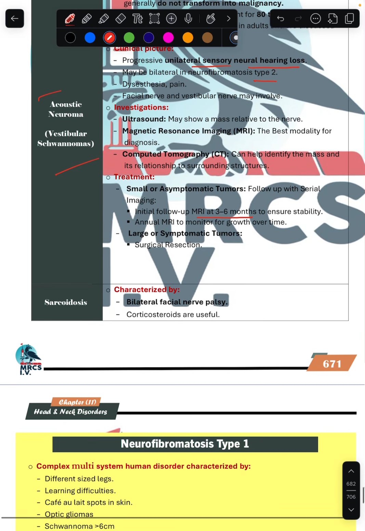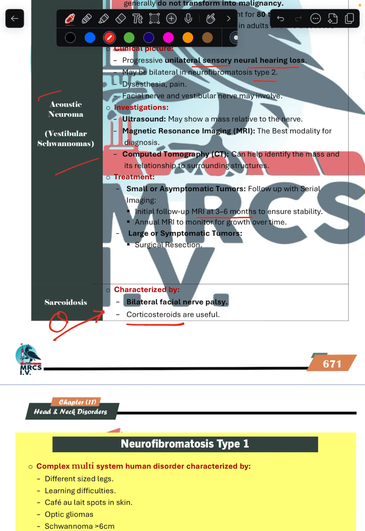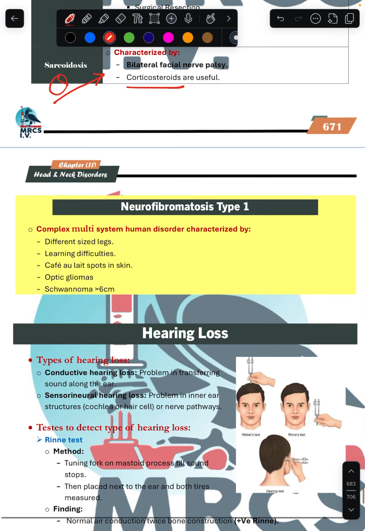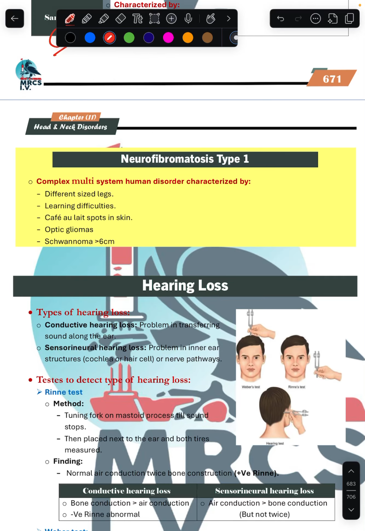Sarcoidosis with bilateral facial nerve palsy. This is again a question: bilateral facial nerve palsy, corticosteroids are helpful. That is sarcoidosis. Bilateral neurofibromatosis type 1 is a complex multisystem human disorder characterized by different sizes of the legs, learning difficulties, café au lait spots, optic gliomas, and schwannomas more than 6 centimeters.